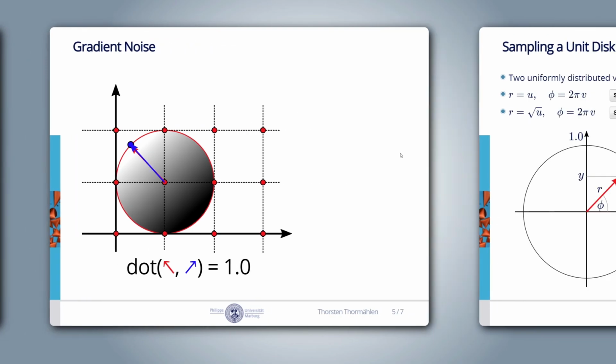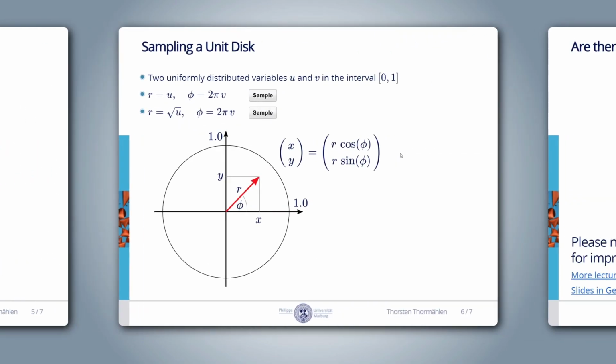There are different options for the generation of the gradient vectors. The approach that I present here creates a random vector by randomly picking a point within the unit circle. Given an angle phi and a radius r, the x and y position of a point within the unit circle can be computed by x equals r times cosine phi and y equals r times sine phi. We start from two uniformly distributed values u and v in the interval 0 to 1. Let's first try to assign u to the radius and phi equals 2 pi times v.